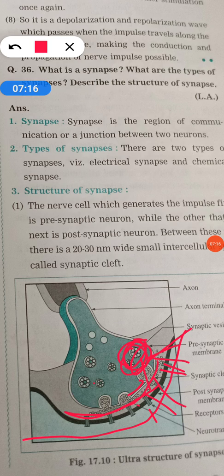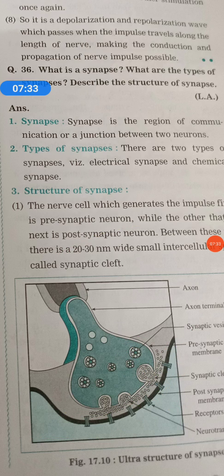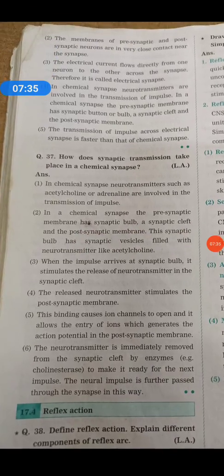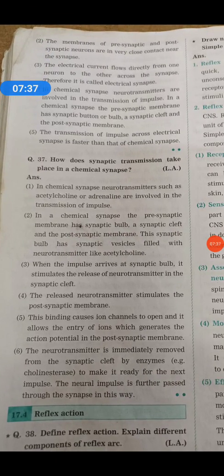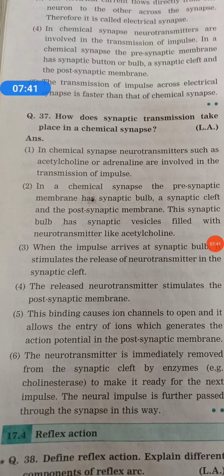And then an enzyme, cholinesterase, is released, and that enzyme cleans that gap. In this way, the presynaptic membrane or the neuron is now ready to receive the second impulse and transmit it. So during the transmission of impulses in a chemical synapse, neurotransmitters such as acetylcholine or adrenaline are involved.